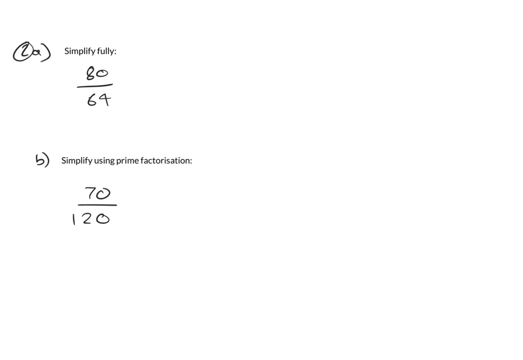With question 2, for 2a, we just need to simplify fully. So what we'll do here is we'll look at what is a common factor of 80 and 64. They're both even, so I'm just going to divide both by 2. So I've got 2 times 40 over 2 times 32. The 2's will cancel. Then I look at that again, they're both even again, so I can say 40 is 2 times 20, 32 is 2 times 16.